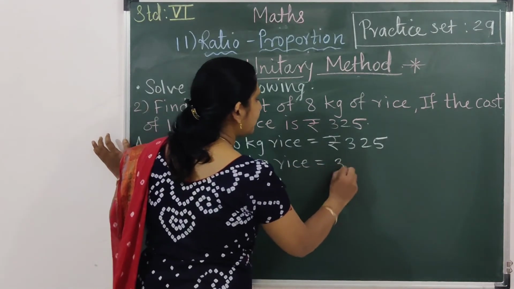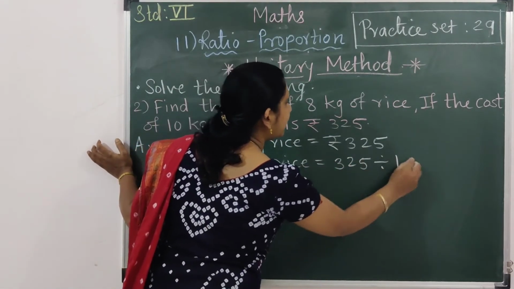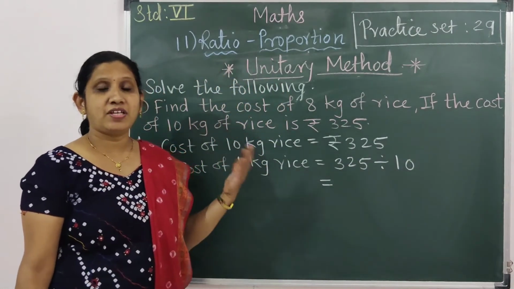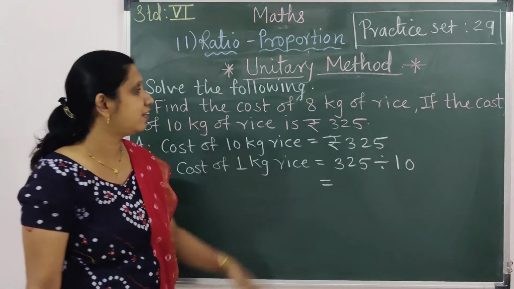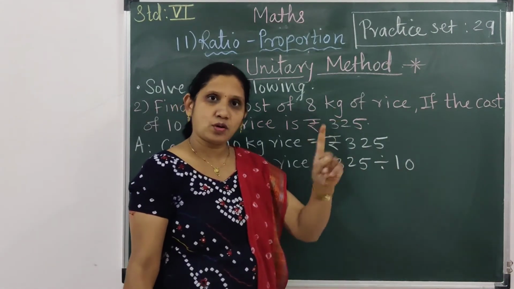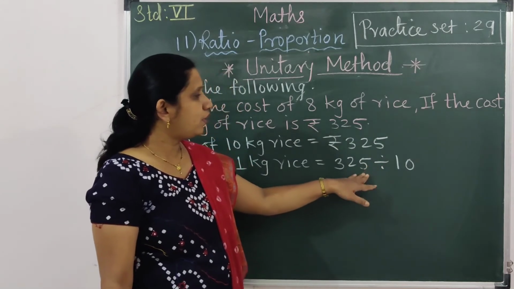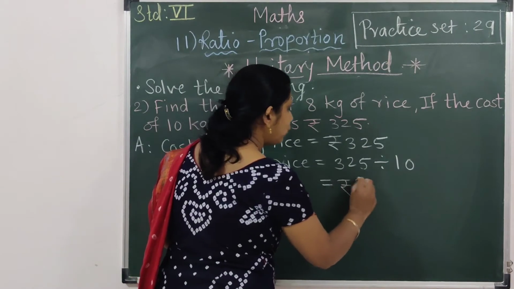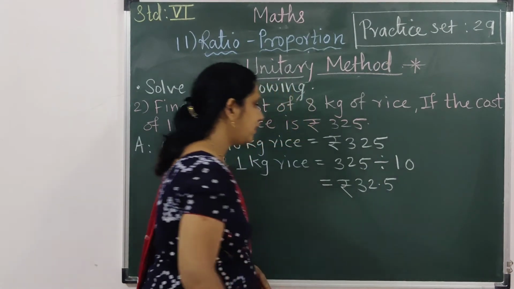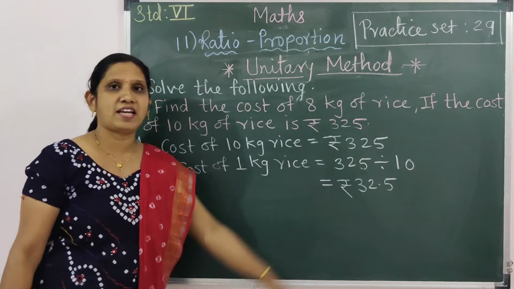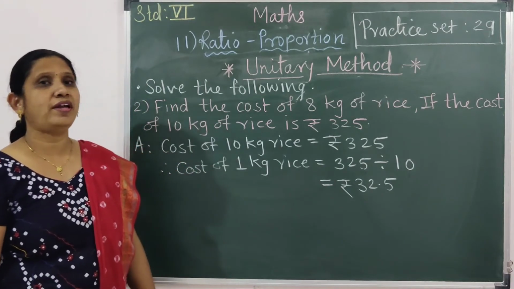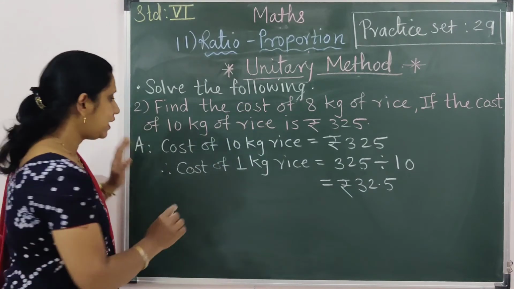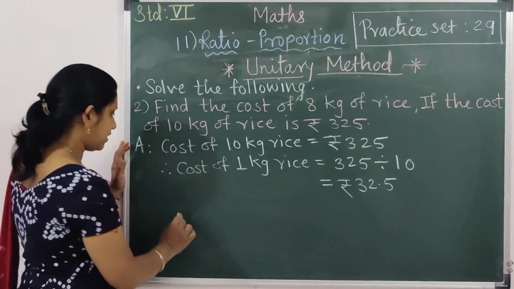Alright. Therefore, cost of 1 kg rice is equals to 325 divided by 10. Children, it is very simple when it is division by 10, 100 like that. Next to 1, how many zeros are there? Only 1. So, we have to leave from right towards the left only 1 digit. So, it will come rupees 32.5. It means cost of 1 kg rice is rupees 32.5.